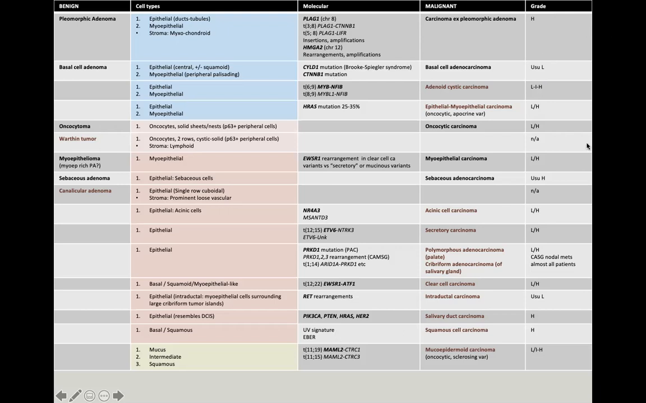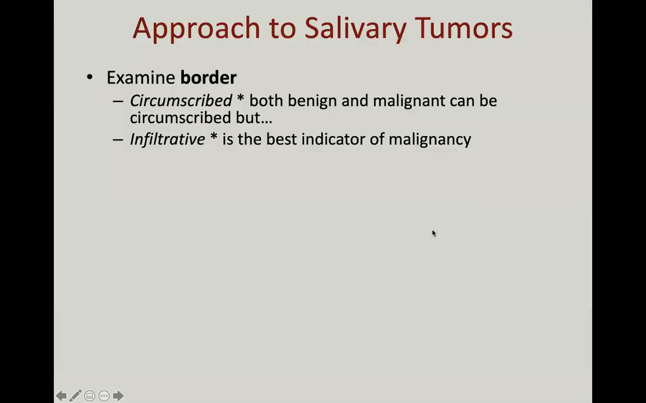Then on the right, looking at grade, most carcinomas can be either low or high grade. There are very few that are only one or the other. For example, sebaceous adenocarcinoma and salivary duct carcinoma are generally only considered high grade. There isn't a low grade counterpart, but for most others there are, and therefore grading is going to be important from the pathologic standpoint.